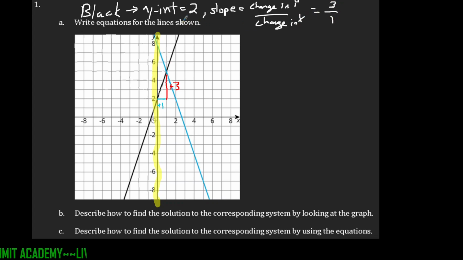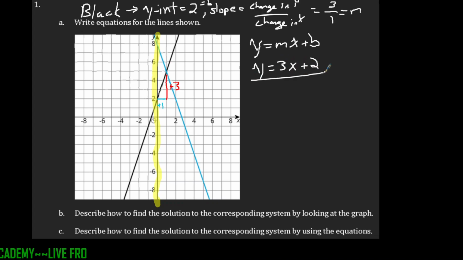I put those two things together. This is going to be m, and this is going to be b. So I can have it in the form y equals mx plus b. Rewrite my equation for the black one, I have y equals 3x plus 2. So that's going to be my black line.